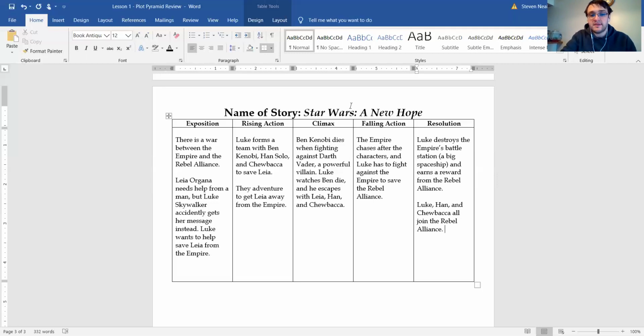So this gives us some basic information about the conflict, the main characters, Leia, Luke, Ben, Solo, Chewbacca, and it gives us information about where it gets at its worst and how the conflict gets better over time.